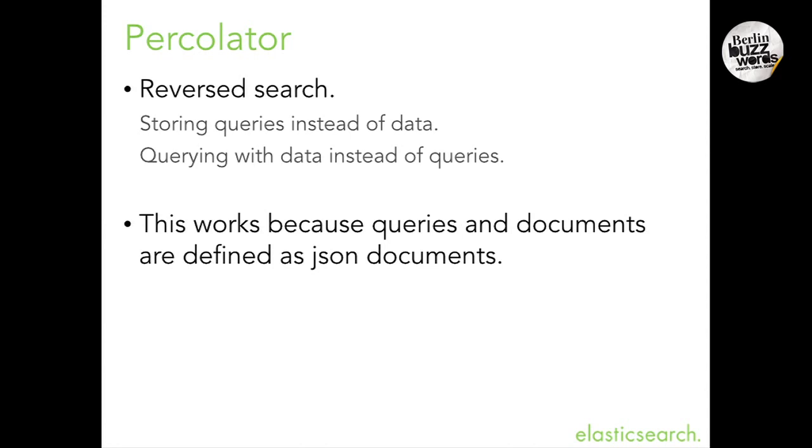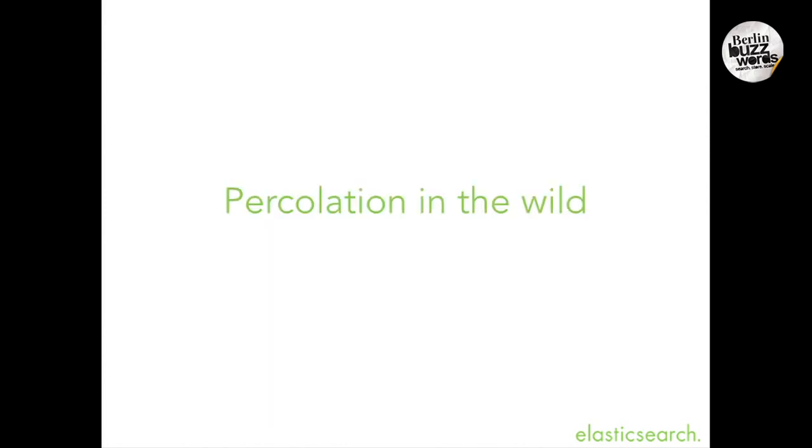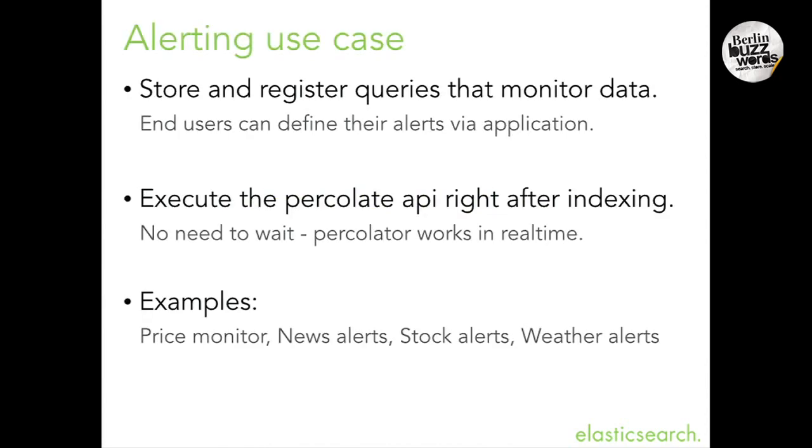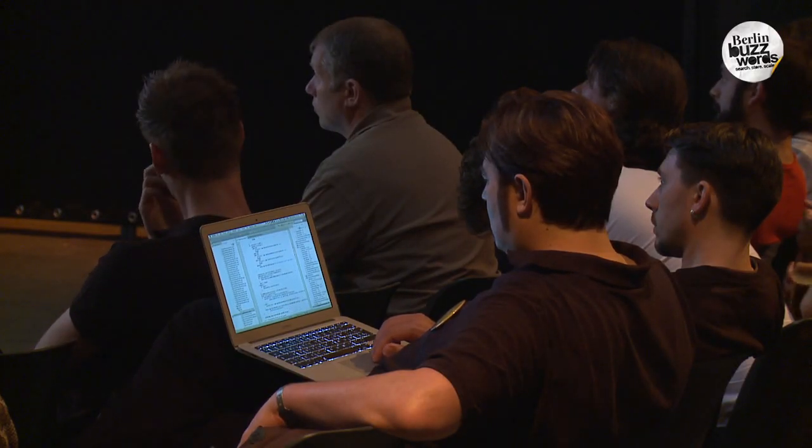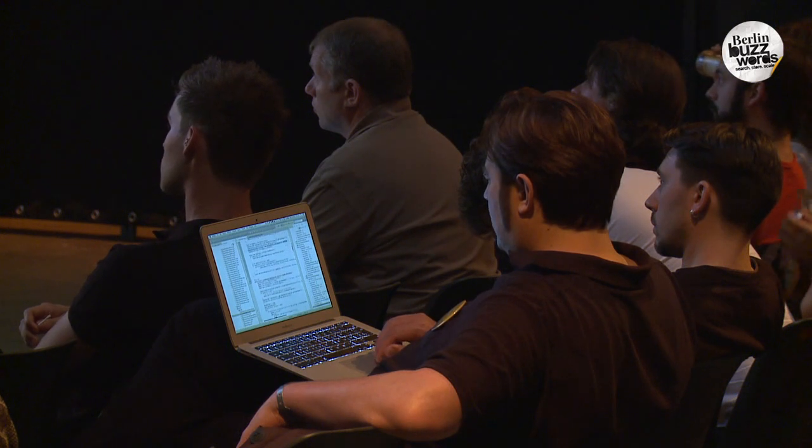But the question is, why would you want to do this? What is it useful for? So let's look at some use cases. The most obvious use case for the percolator is monitoring or alerting. You store queries you want to be alerted of, and once data gets indexed, you want to be notified. That's the most obvious use case. And there can be a lot of concrete examples for it: price monitoring, news monitoring, weather monitoring, stock alerts. Alert me when this particular stock is below or above a certain value. That's the use case.